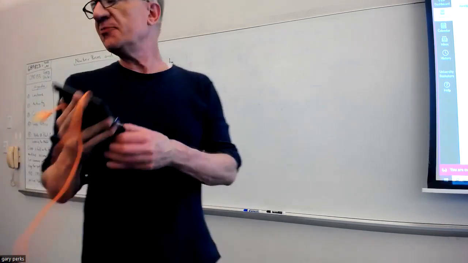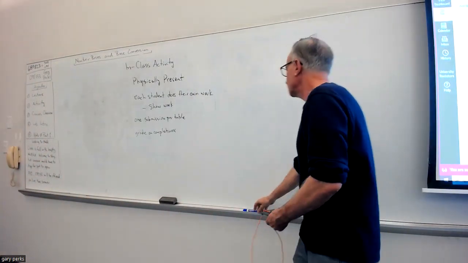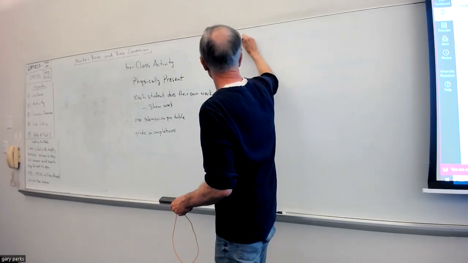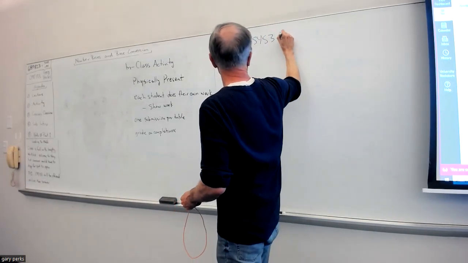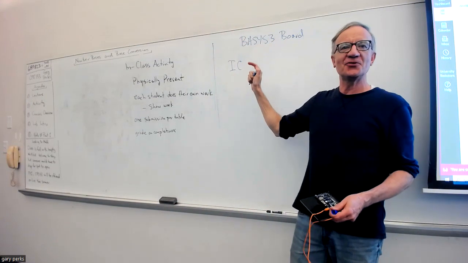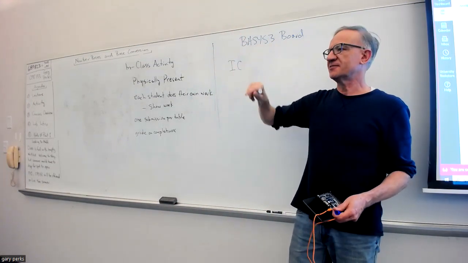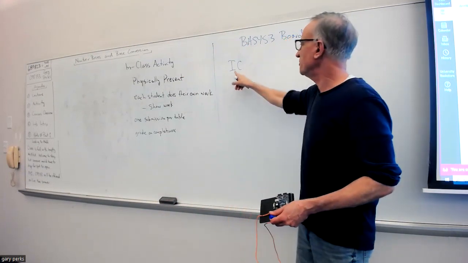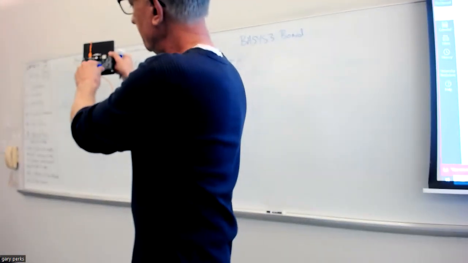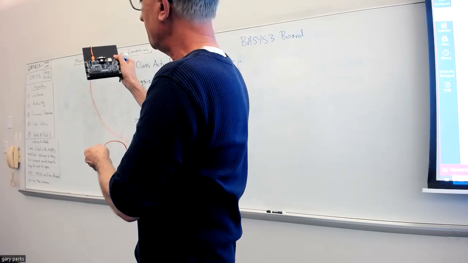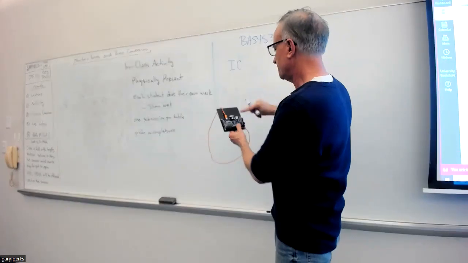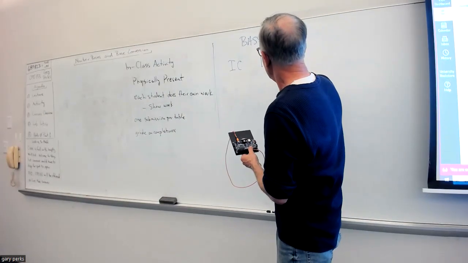Now, on the Basys board, oh, here's my marker. On the Basys board, there's an IC. Does anyone know what IC stands for? Integrated circuit. Right? Some of you have had circuits courses and maybe talked a little bit about ICs. Well, on the Basys board, there are these black square or rectangle type components. Those are the ICs. And one of those ICs, I think it's this middle one, is an FPGA.